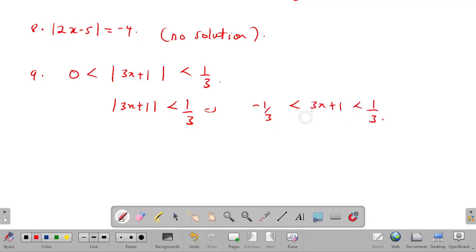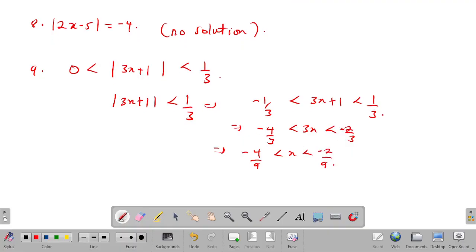Beautiful. Okay. So once I have this, I subtract 1, and this is going to give me negative 4/3 less than 3x less than, then this is going to give me negative 2/3. So with this expression, I can simplify and I get negative 4/9 less than x less than negative 2/9. Good. So once you have this expression, we are sorted, right?